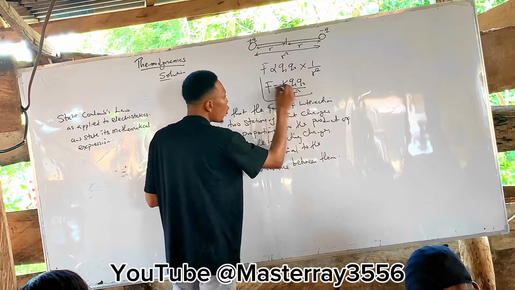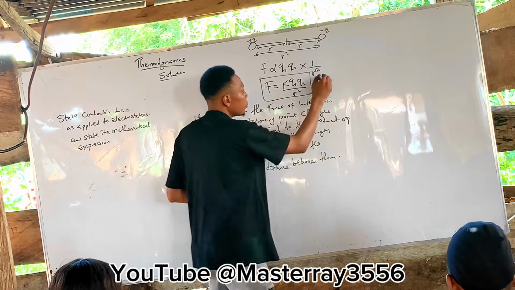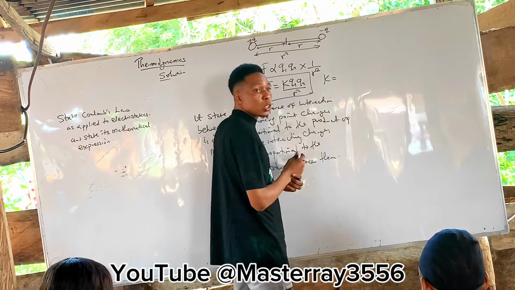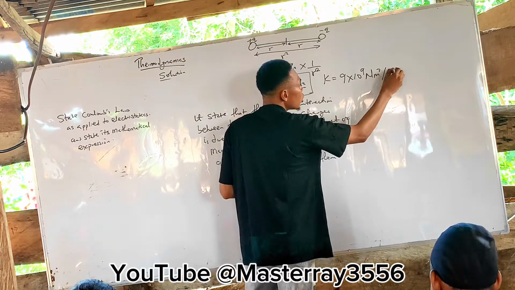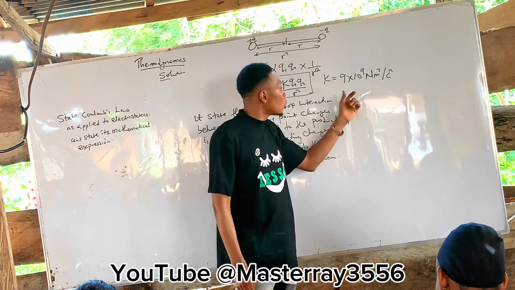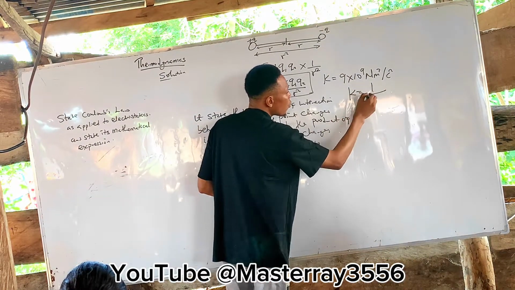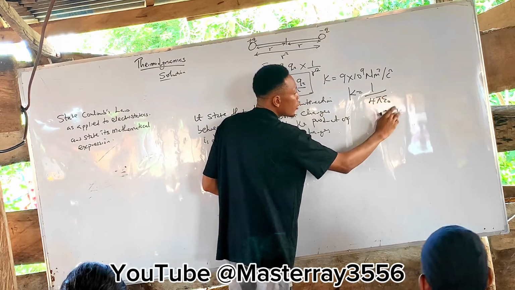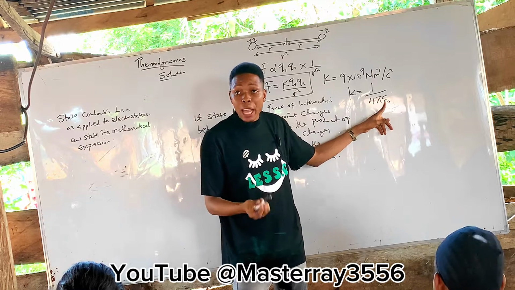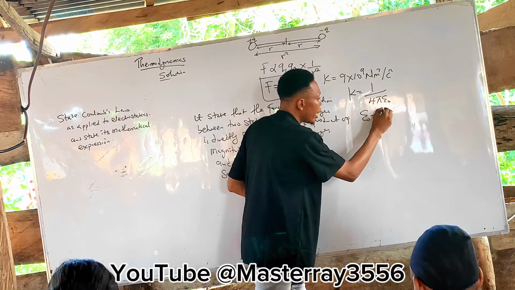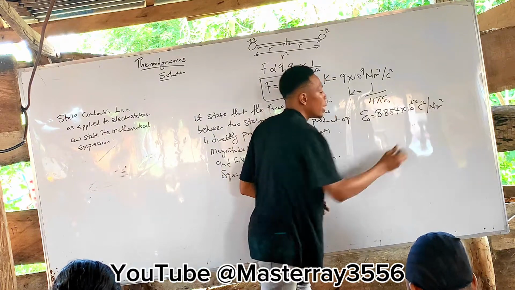So this is your Coulomb's law of electrostatics. This is the mathematical expression they ask you to write out. Now your K is known as the Coulomb constant, which is 9 times 10 raised to power 9 Newton meter square per Coulomb square. So this is a constant value for K. Now we also have a formula for K. K is also equal to 1 over 4 pi epsilon naught. This is the permittivity of free space, which also has its constant value. Epsilon naught is equal to 8.854 times 10 raised to power minus 12 Coulomb square per Newton meter square.